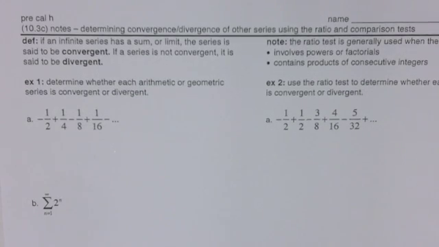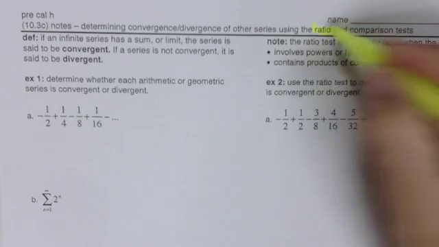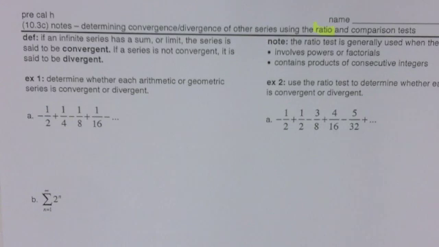Alrighty, today on the Wilkin Way we're doing 10.3c, which is determining convergence or divergence, and this time we're just going to be using the ratio test. So today is the ratio test. Tomorrow we'll do the comparison test.